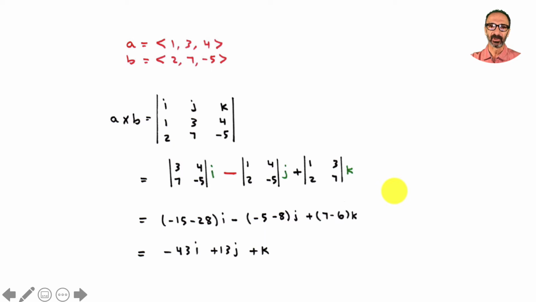A quick example. 1, 3, 4. As stated, 2, 7, negative 5. I with the minus. Don't forget the minus. 3, 4, 7, negative 5. Those, they go here. And to do it, you multiply 3 times negative 5, which is negative 15. You go back and subtract 7 times 4, which is 28. And the rest continues, all right?